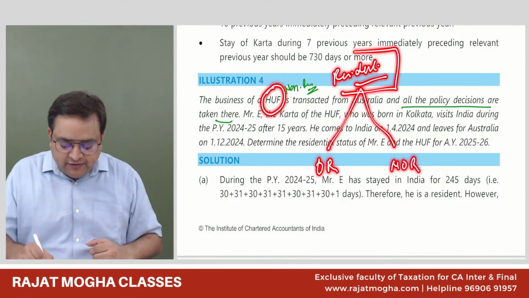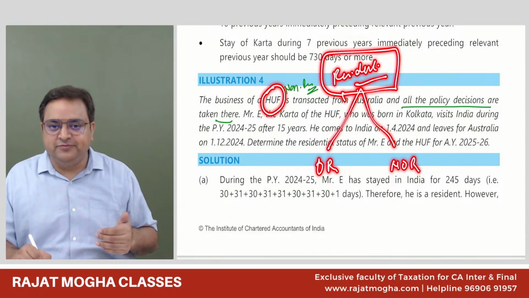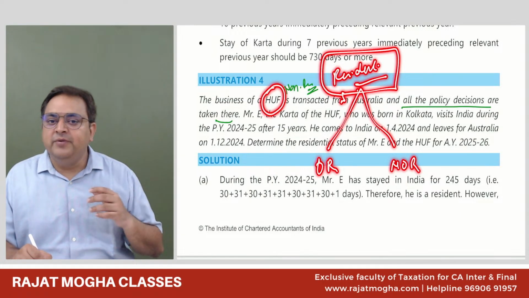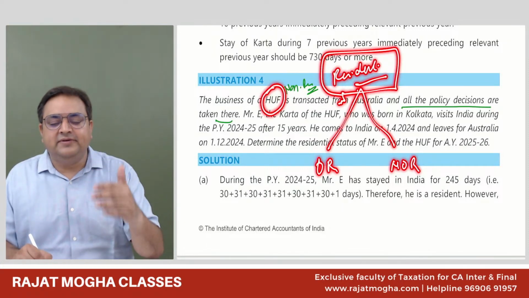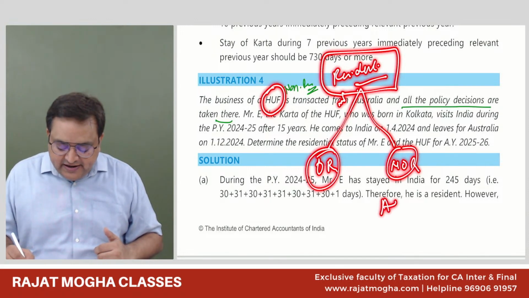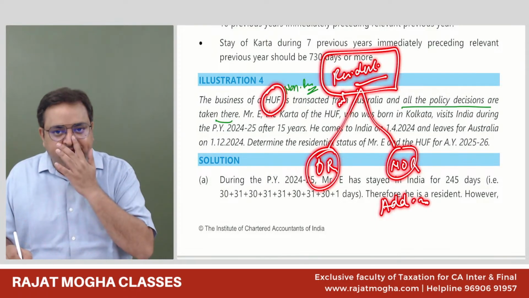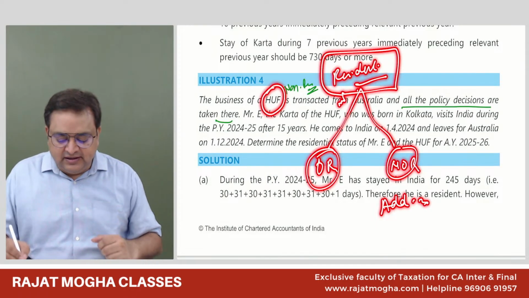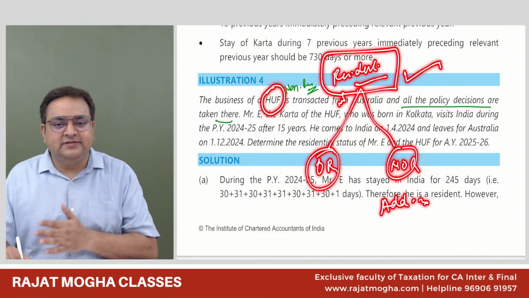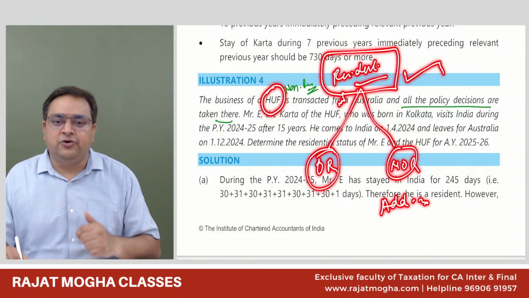So for HUF, first we see whether it is resident or non-resident. First, we see where the control and management is. If even 1% control and management is in India, then that HUF would be resident. And once it becomes resident, check ordinary or not ordinary. To check this, apply additional conditions on Karta. If Karta satisfies both the additional conditions, then this HUF will become resident and ordinary. If even one of the additional conditions is not satisfied, then this HUF will become resident but not ordinary.